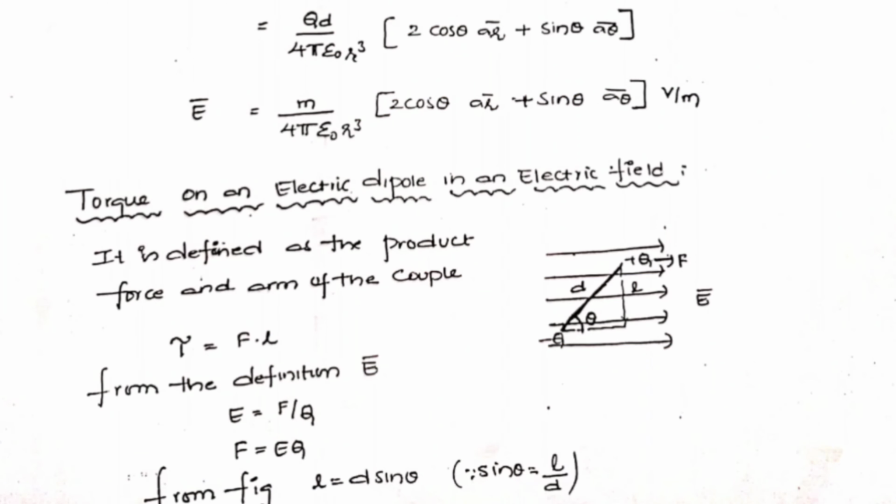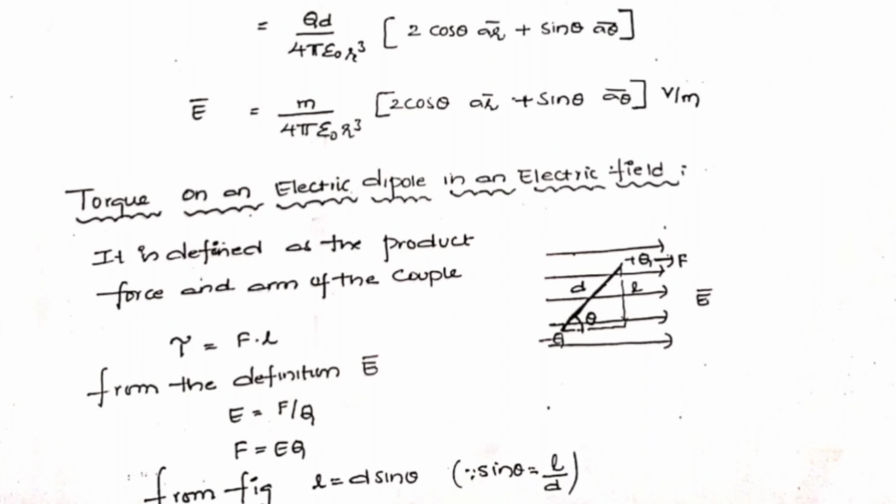Now we go for torque on an electric dipole in an electric field. What is meant by torque? The turning or twisting moment of force. In case of machines it is defined as the product of force into distance, any one of the couple. The distance between the two charges, that is the perpendicular distance, is L. Force into distance is known as torque. Torque tau equals force into length.